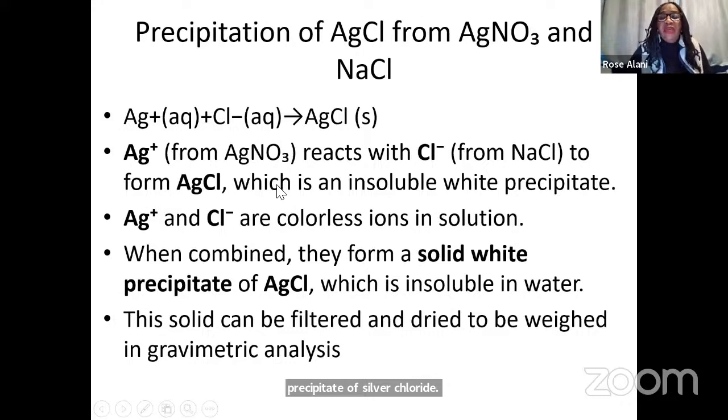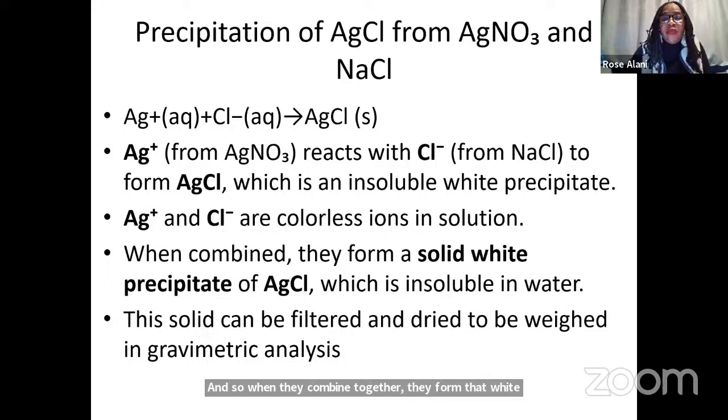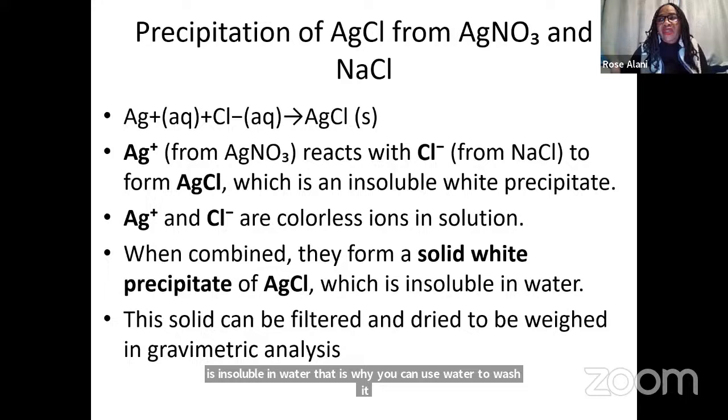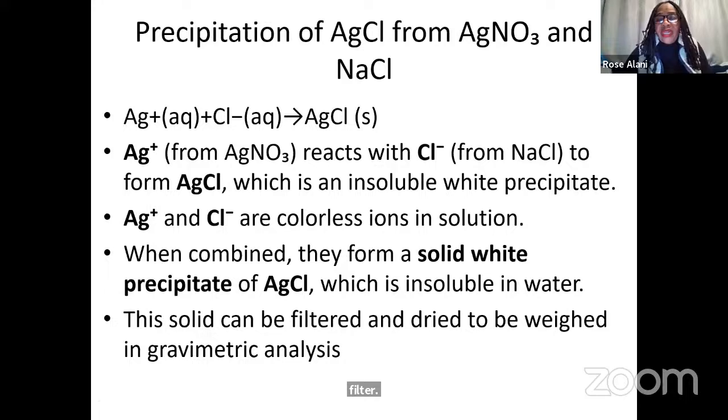The silver ion is colorless. The chloride ion also is colorless. And so when they combine together, they form that solid white precipitate of silver chloride. It is insoluble in water. That is why you can use water to wash the precipitate on the suction, on the Buchner funnel filter. Then you dry it, weigh it, and get the mass.